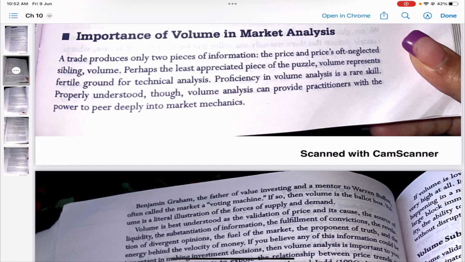Perhaps the least appreciated piece of the puzzle, volume represents fertile ground for technical analysis. Proficiency in volume analysis is a rare skill. So that's the difference between mediocre traders and exceptional traders. Mediocre traders often ignore the volume, whereas the very good big traders, they always combine trading with the price as well as the volume.